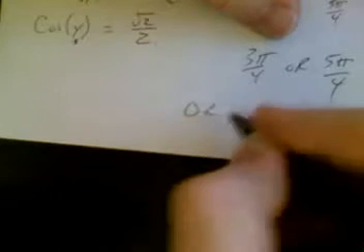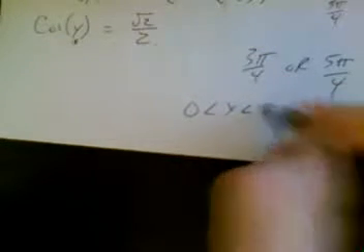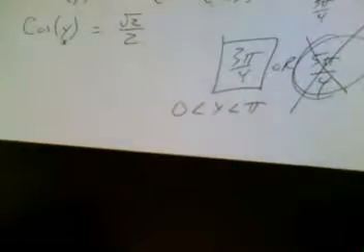That means this thing right here, the cosine inverse of radical 2 over 2, has to be between 0 and pi. And 5 pi over 4 is out of that range. So our answer must be 3 pi over 4. That completes problem 8 on this particular section.